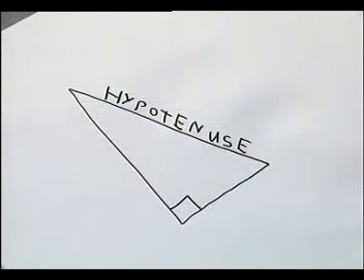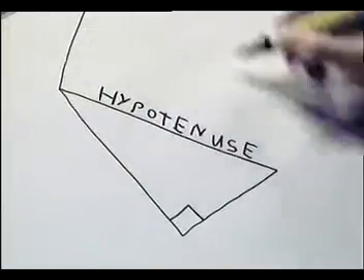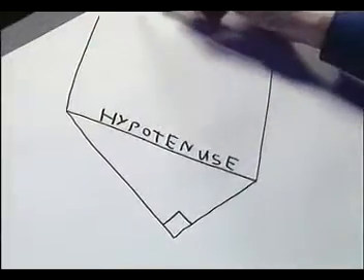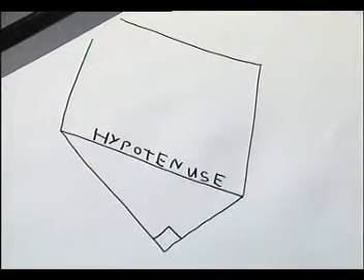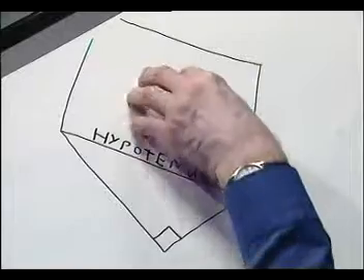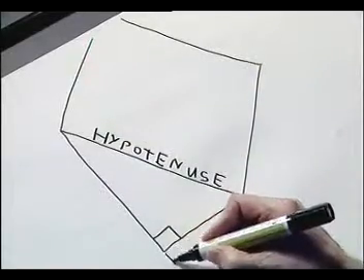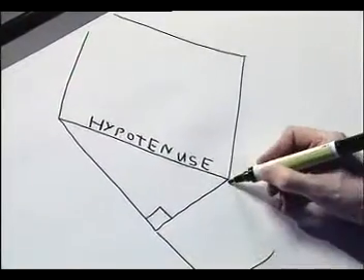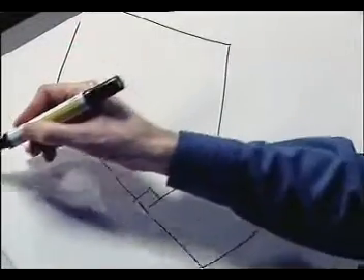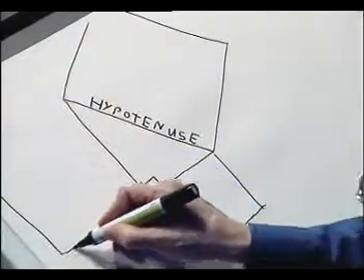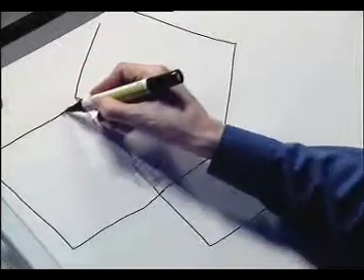So the theorem then says the square on the hypotenuse. So we have to draw a square on this hypotenuse. So there we've got our square. And it says that the area of that square is equal to the sum of the areas of the squares on the two shorter sides.